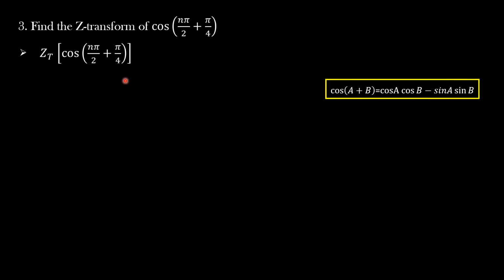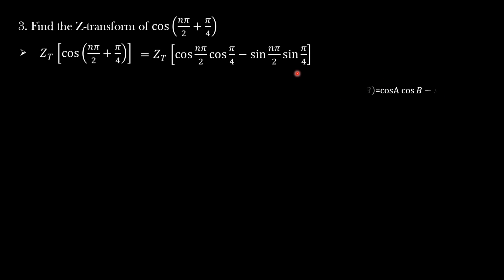Next problem, that is to find the Z transform of cos of n pi by 2 plus pi by 4. As you cannot evaluate directly, using the expansion of cos of a plus b, the Z transform of cos of n pi by 2 plus pi by 4 becomes Z transform of cos of n pi by 2 into cos of pi by 4 minus sin of n pi by 2 into sin of pi by 4.